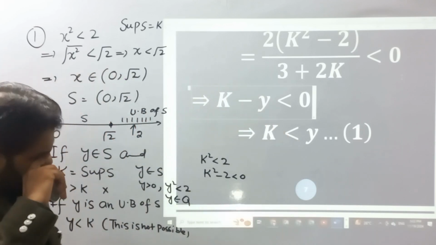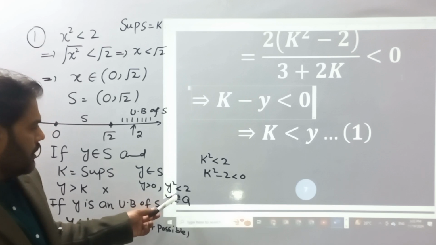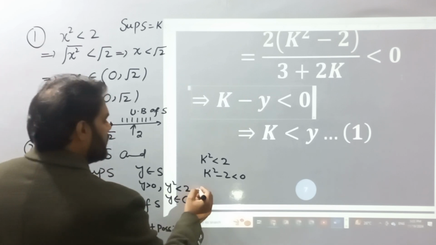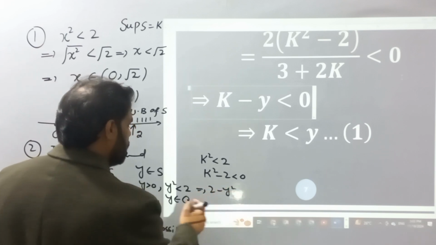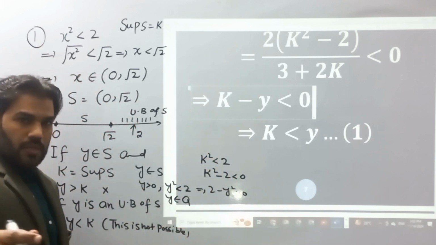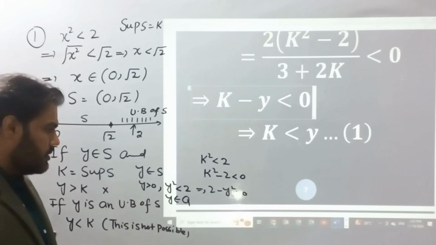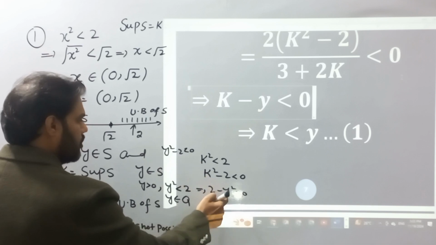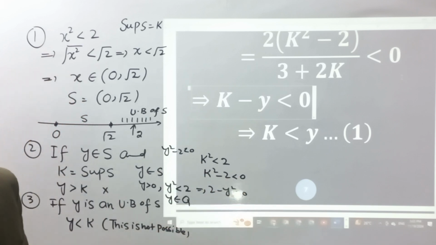Next I prove y square less than 2. For this I calculate 2 minus y square and show that 2 minus y square is greater than 0. When y square is less than 2, it means y square minus 2 is less than 0, or 2 minus y square is greater than 0.